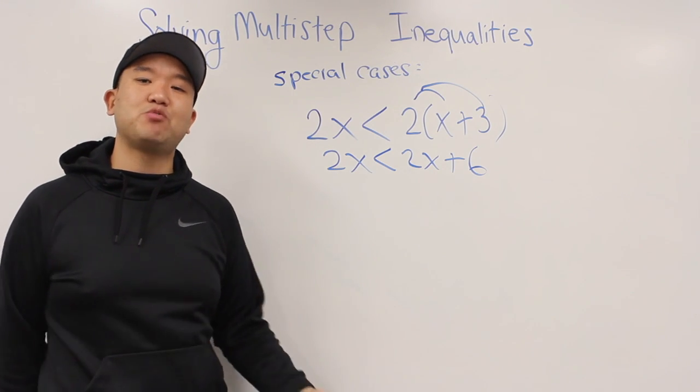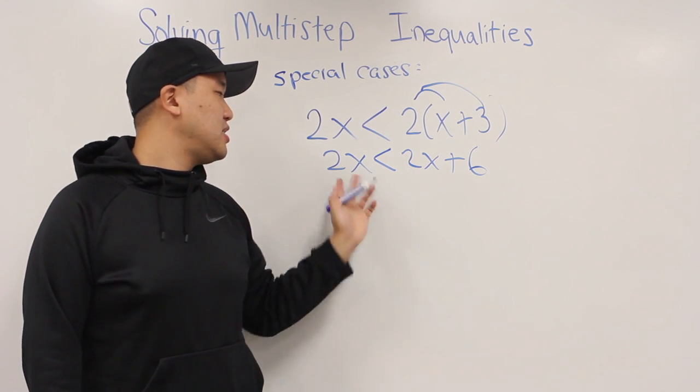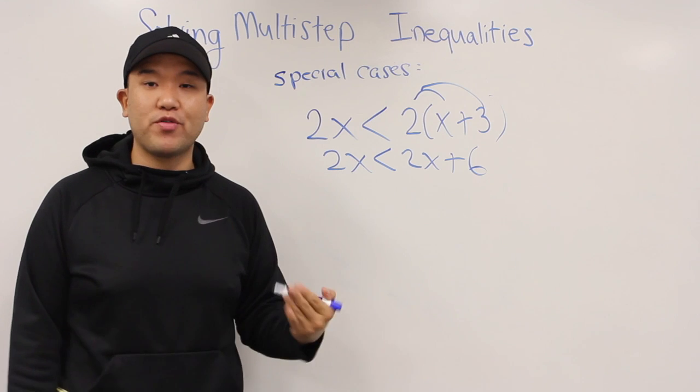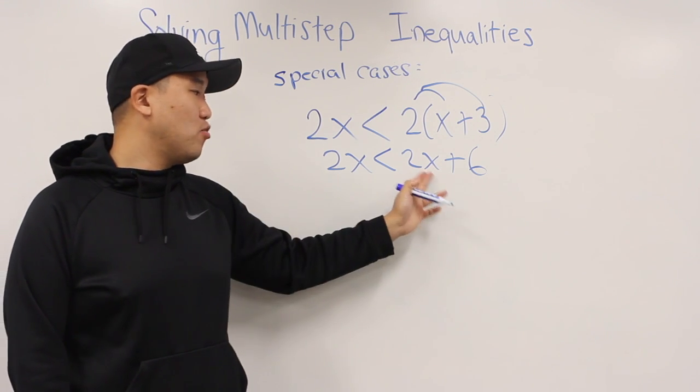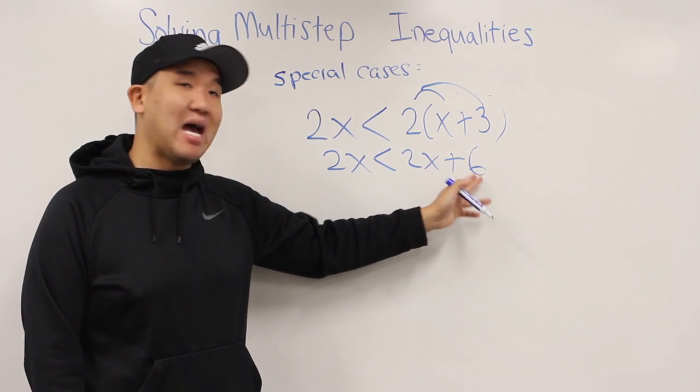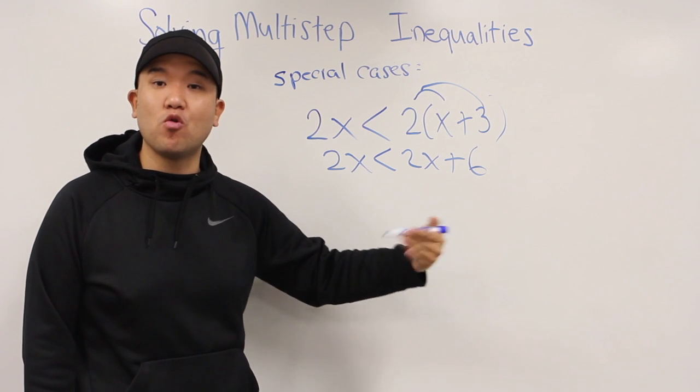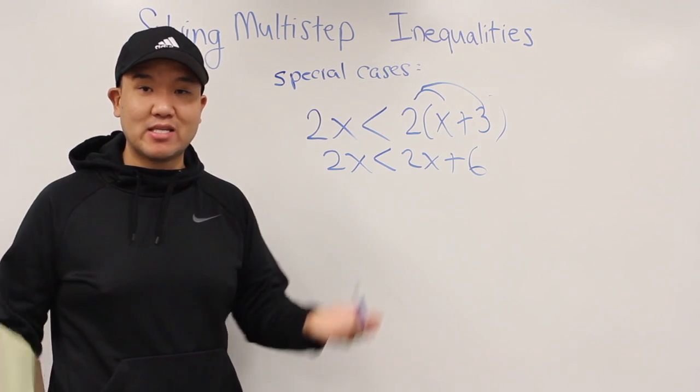If you look at this conceptually, what happens? These two are the same values. They're worth the same because they're 2x. But what's happening to this right side? We're adding something to it. We're adding 6 more to it. What happens when you add 6 more to it?